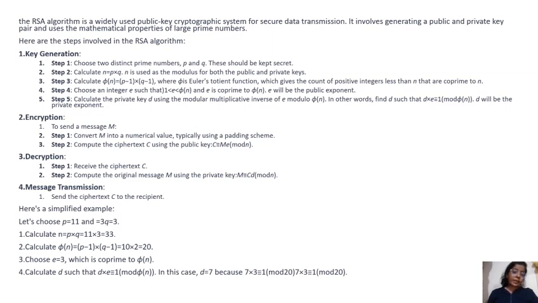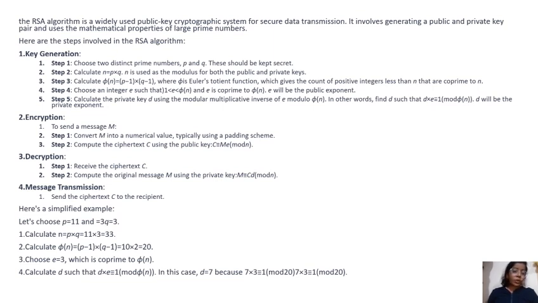The second step is encryption. To send the message m, there are two steps. Step one is to convert m into a numerical value, and typically a padding scheme is used. In step 2, compute the cipher text C using the public key, where C equals m to the power e mod n.